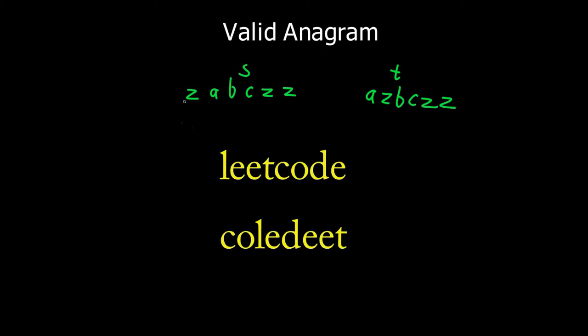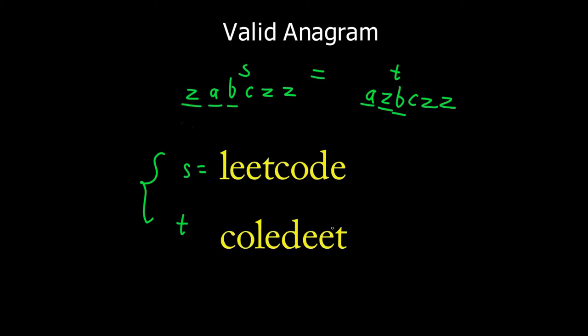We'll start by storing the number of each character. We have 1 Z, and here also we have 1 Z, 1 A, 1 A, 1 B, 1 B, 1 C, and 2 Z's. So definitely S and T are anagrams. Now let us see this example. Suppose this string is S and this string is T.